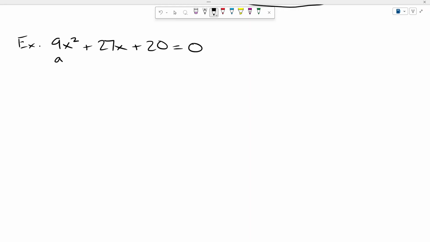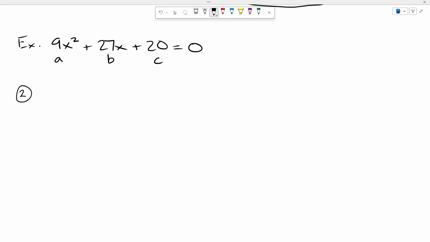I want you guys to see one more example of that. If we had 9x squared plus 27x plus 20 equal to 0. Okay, we have our quadratic equation, and the first step is already done because we're already in general form. This is our A, this is our B, and this is our C set equal to 0. So we're already in general form. So now we can go right to our step 2, and we can factor.